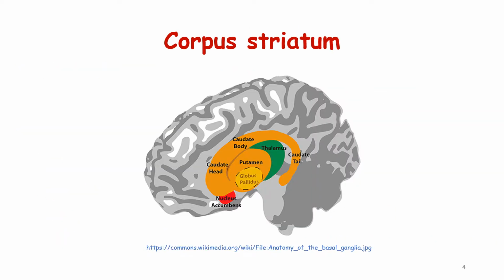The corpus striatum is located lateral to the thalamus. The internal capsule divides it almost completely into the caudate nucleus and the lentiform nucleus.